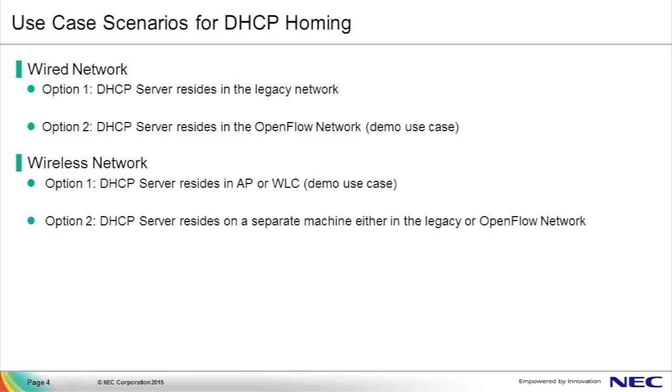For the wireless scenario, 2 options again exist. First, the DHCP server may be an access point or wireless LAN controller. This is again what we'll demo. And secondly, the DHCP server may also reside as a separate machine in, say, the OpenFlow network. In this next slide, we'll dive into the details of the 802.1x and OpenFlow network integration.